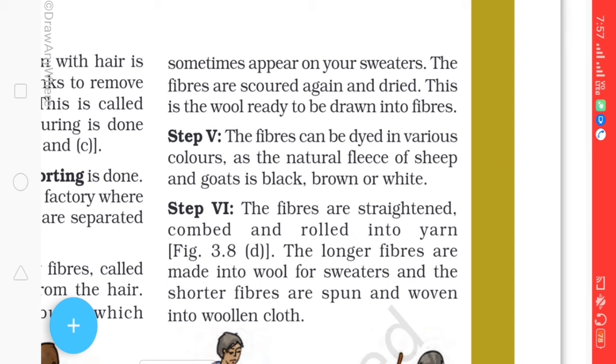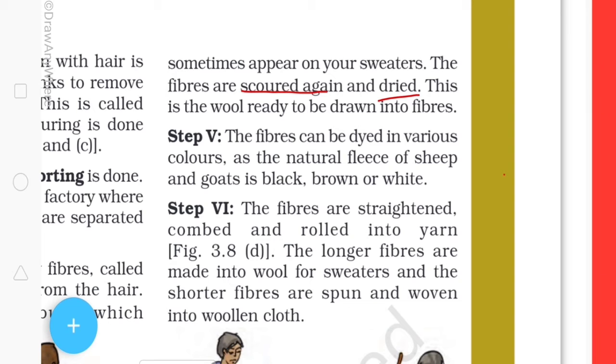The fibers are scoured again and dried. That means these fibers, the burrs, will again be washed and then dried. This is the wool ready to be drawn into fibers. Now these fibers are ready to be drawn into fibers.